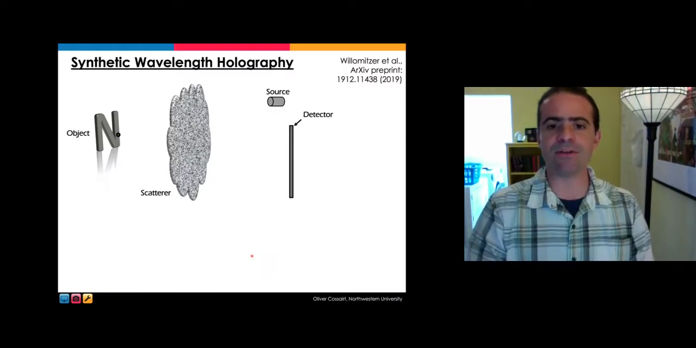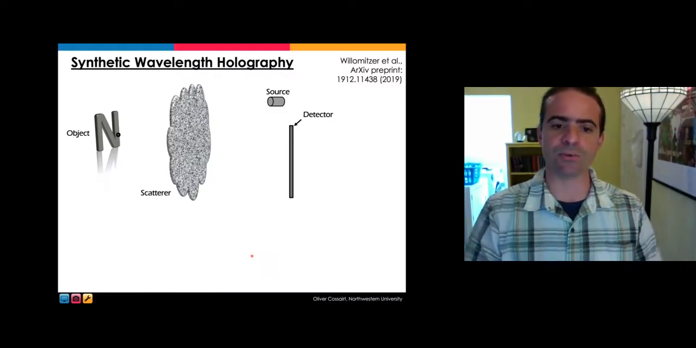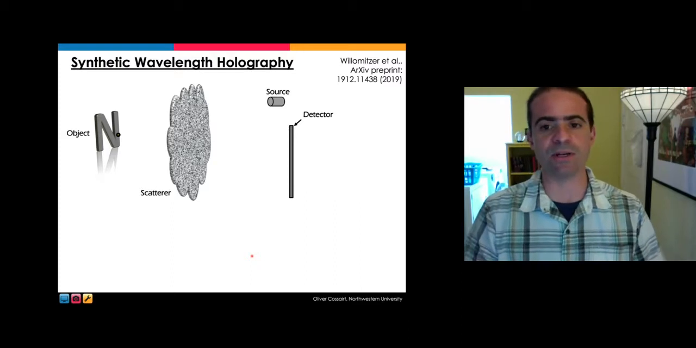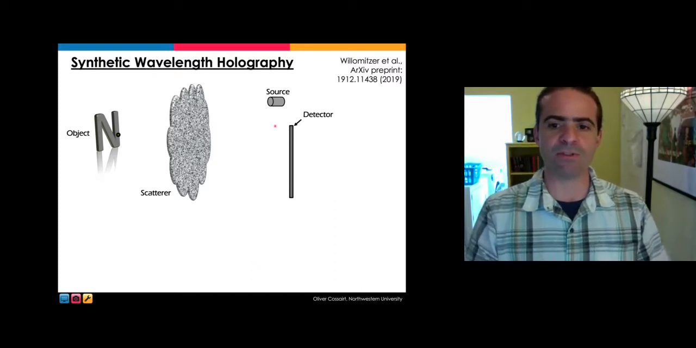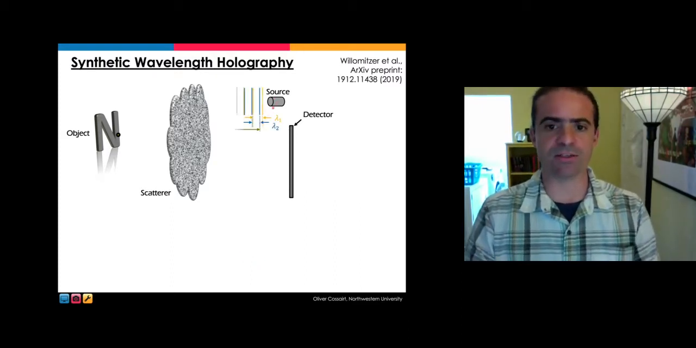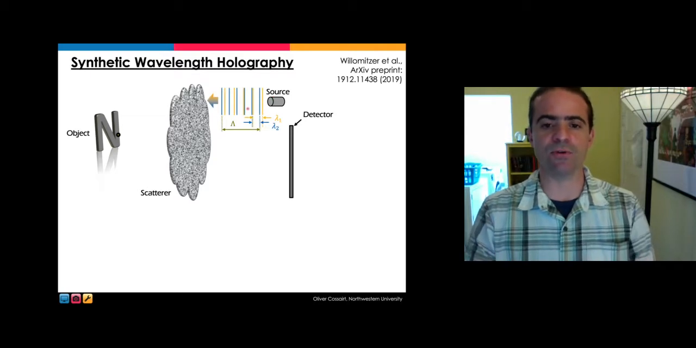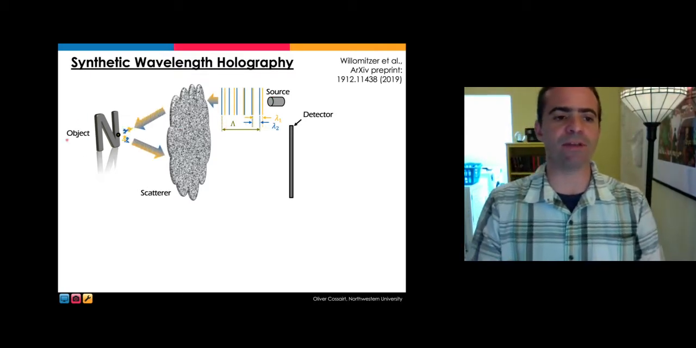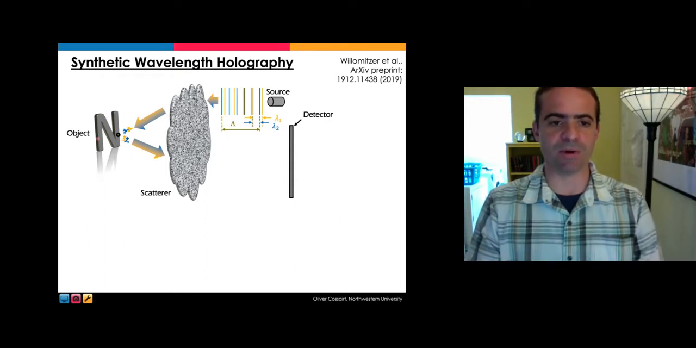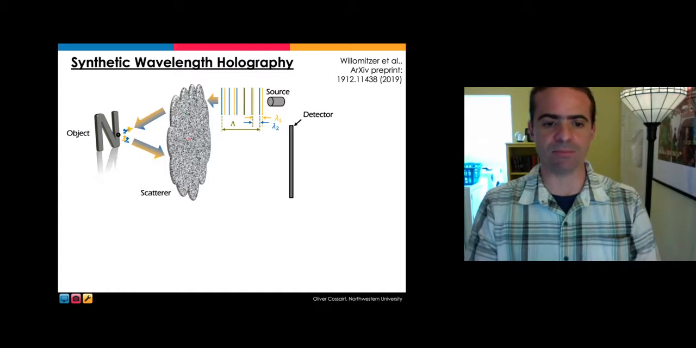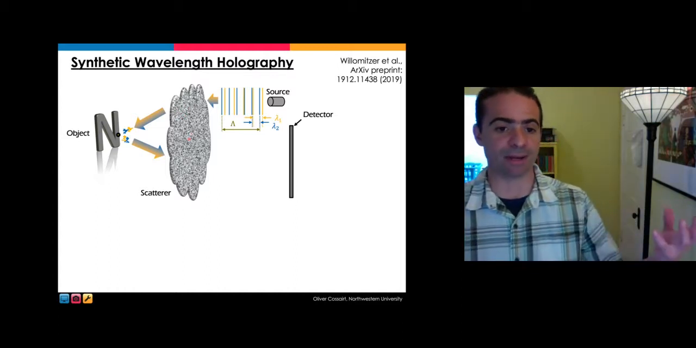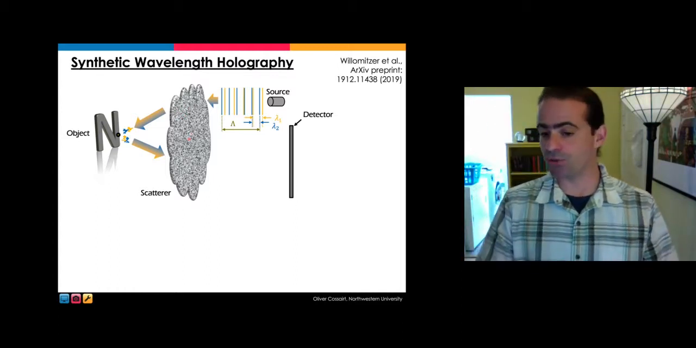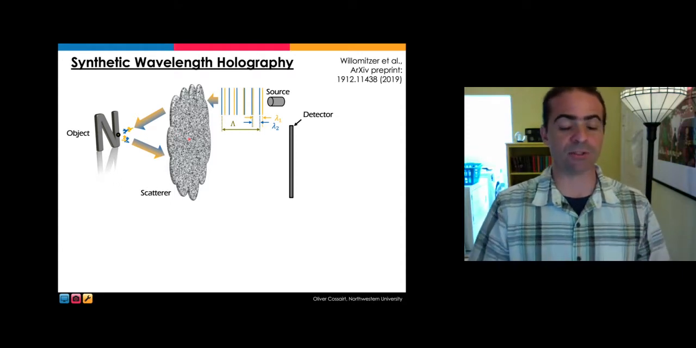That's one example. Another example is the so-called looking around corners or looking through scattering media problem. Another problem that we've looked at where we have a source. In this case, we look at a source with two different wavelengths. It goes through our scattering medium, reflects off of the object that we want to be able to see, but we can't look at it directly. We can only see it through this scattering medium. Scattering medium could be a cloud if you're talking about a large object. It could be tissue if you're talking about a small or biological object.